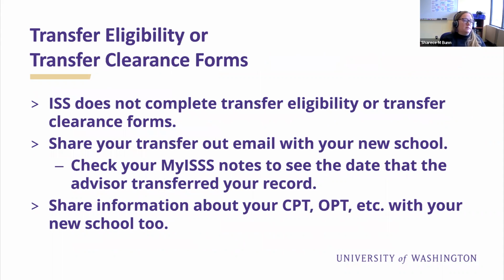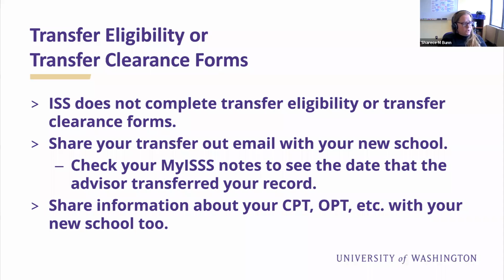Another thing, we have gotten some questions about this recently: transfer eligibility or transfer clearance forms. ISS does not complete these forms. This is not a requirement. Actually, this is something a lot of schools do just to try to make sure that you've maintained status. We will not transfer your record if you are out of status. If we were going to do that and you had to apply for reinstatement at your new school, we would be communicating with your new school to make sure that they were going to support you. So that's something to keep in mind. We don't complete these forms.